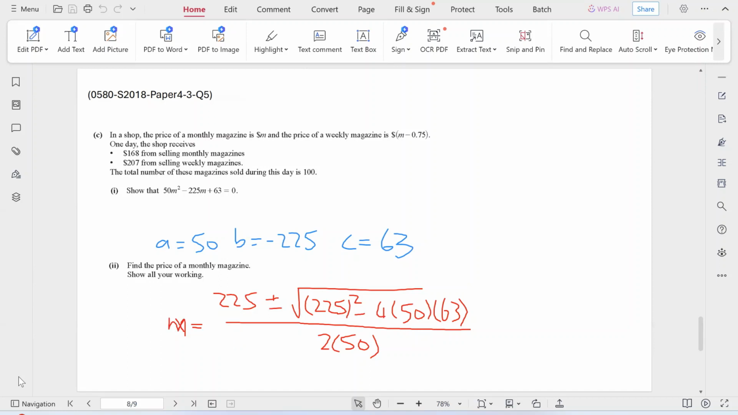Next, we have to simplify. So 225 squared is 50,625, minus 4 times 50 times 63 would be 12,600. And then you calculate the difference. So you do 50,625 minus 12,600. This gives us a certain number. We just square root the answer.